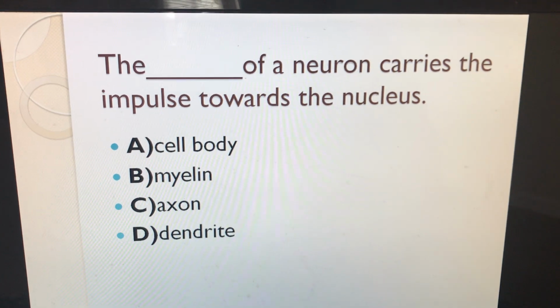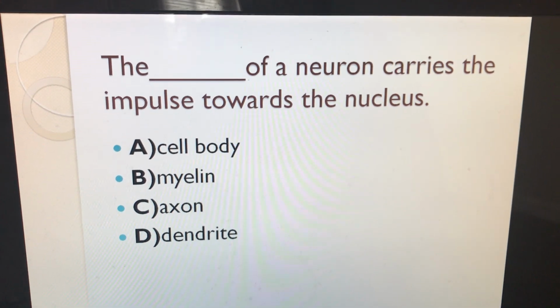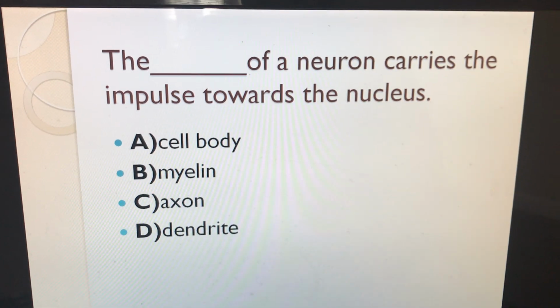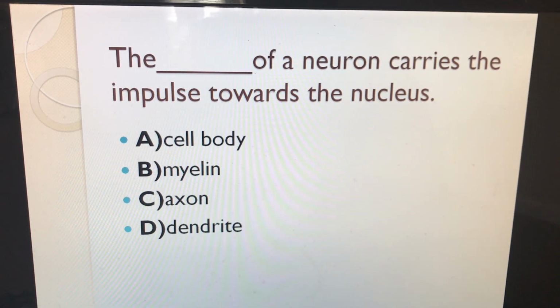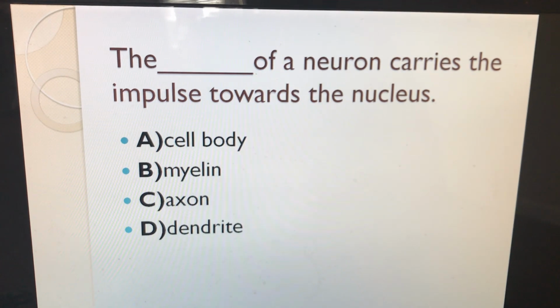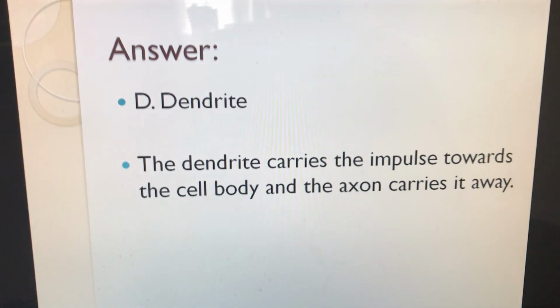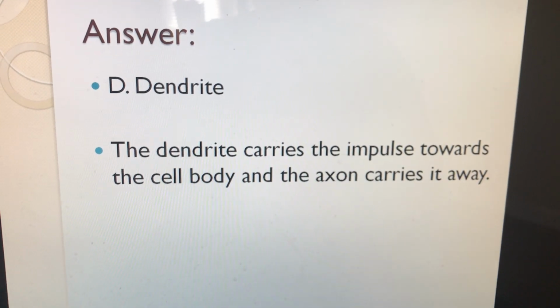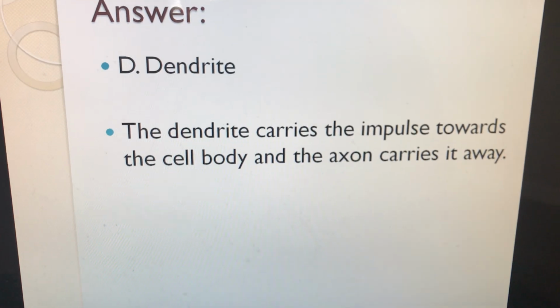The blank of a neuron carries the impulse towards the nucleus. A, cell body, B, myelin, C, axon, or D, dendrite. D, dendrite. So remember, the dendrite carries the impulse towards the cell body and the axon carries it away.